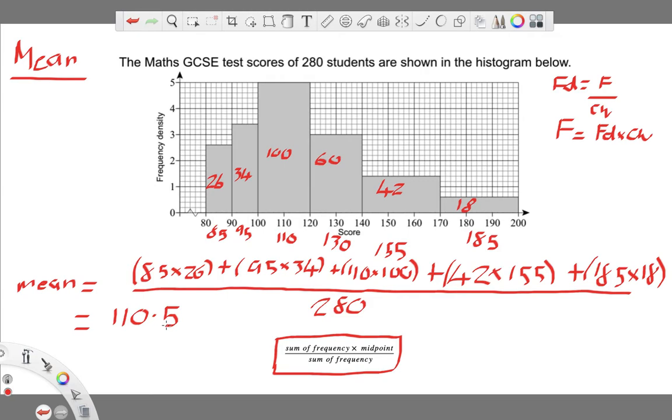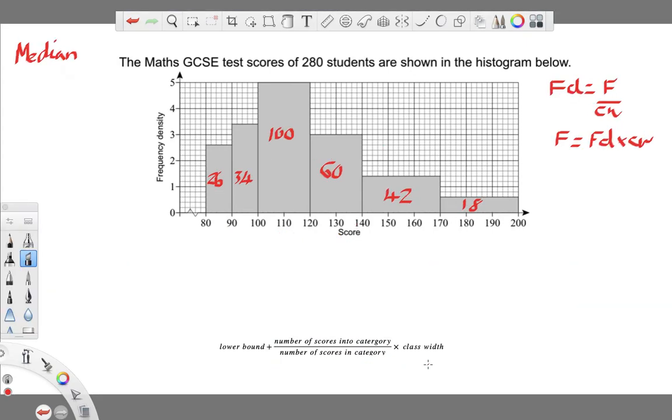So what does our answer mean? Well, we've calculated the mean of the test scores, so that means that the mean of the test scores is 110.5. Now on to the median for this histogram. It says that the Maths GCSE test scores of 280 students are shown in the histogram below. I've jumped ahead a little bit and calculated the frequencies, so I'll just recap how I did that. I know that frequency density is equal to frequency over class width. Therefore, frequency is equal to the frequency density times the class width.